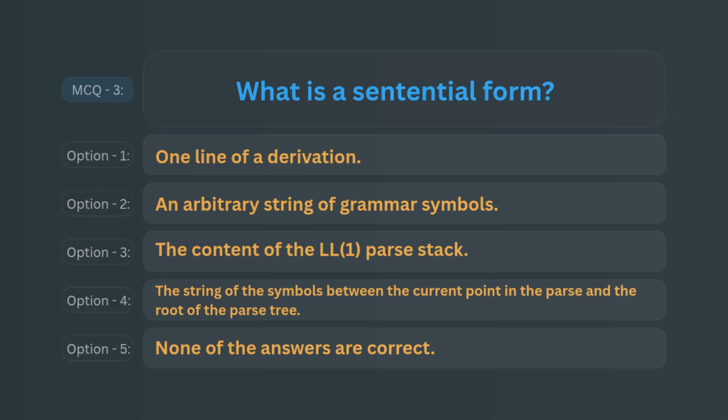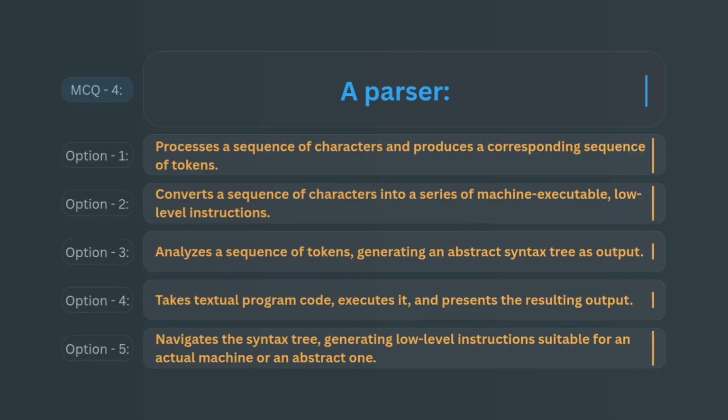A derivation is a multi-step process. A sentential form is simply a single snapshot taken during that process. Use what you learned in question 2. The tokenizer already handled the characters. So, if an option here mentions characters, it is a trap. Focus purely on what builds the structural hierarchy.